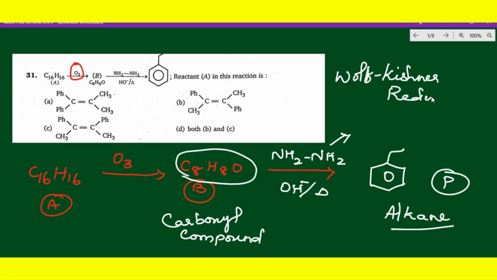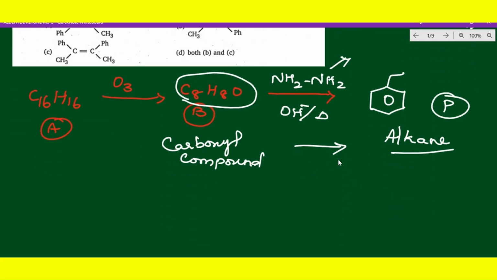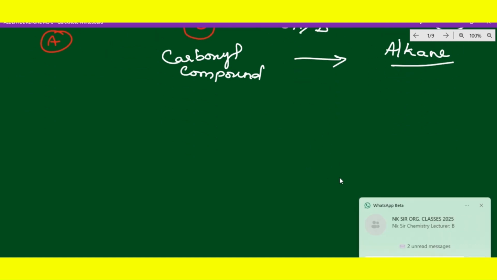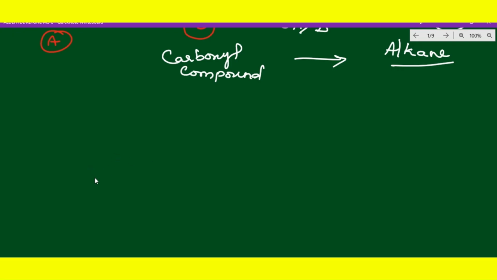Wolff-Kishner reduction. What is the duty of Wolff-Kishner reduction? Carbonyl compound converted to alkane. That is the only Wolff-Kishner duty. Right. Now, we got that idea. This is the key they have given, that is NH2NH2 along with basic medium while heating. So that is the key point we got, and from that only we can get that idea.